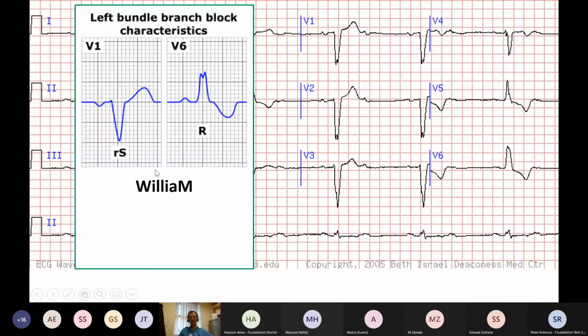So William, I find I just can't see this as a W. So I think Victor is better: V in V1, R wave in V6. But however you want to remember it. So that's left bundle branch block, and typical left bundle branch block.